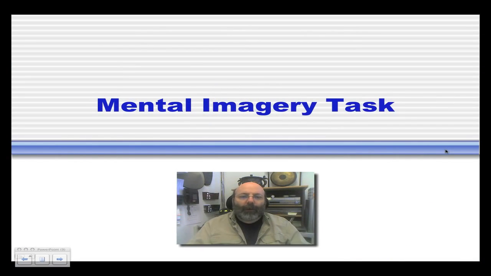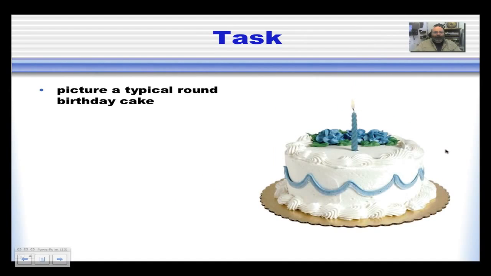Okay, so let's throw a mental imagery task at you. I'll throw the first one here. We'll start off with a typical round cake. I want you to envision in your mind, close your eyes for a second, and think about what a round cake looks like. It should look like this, like a round cake.